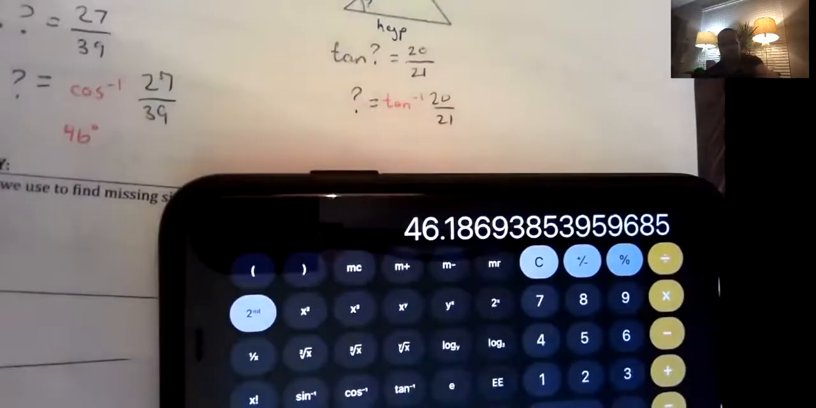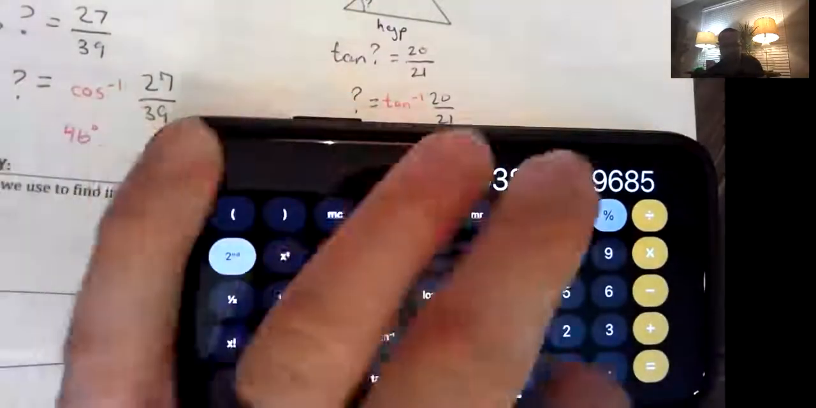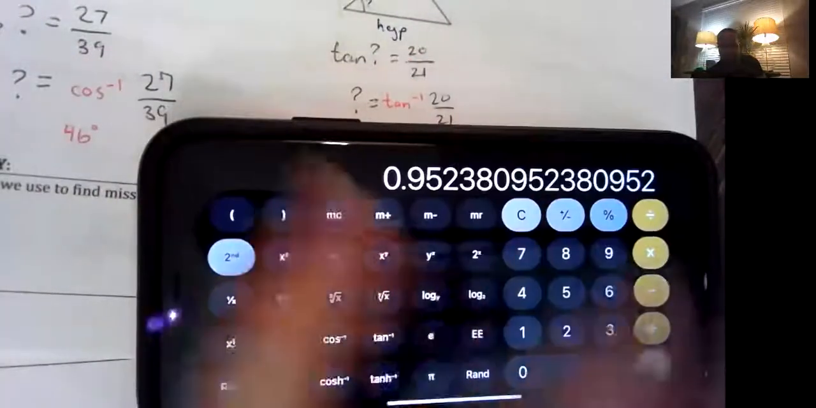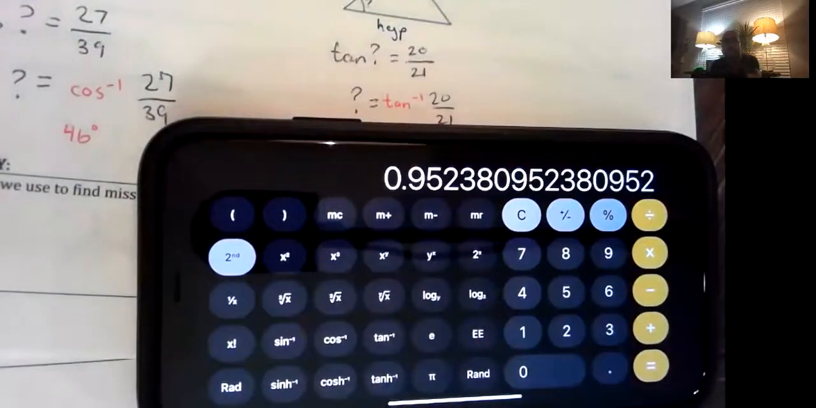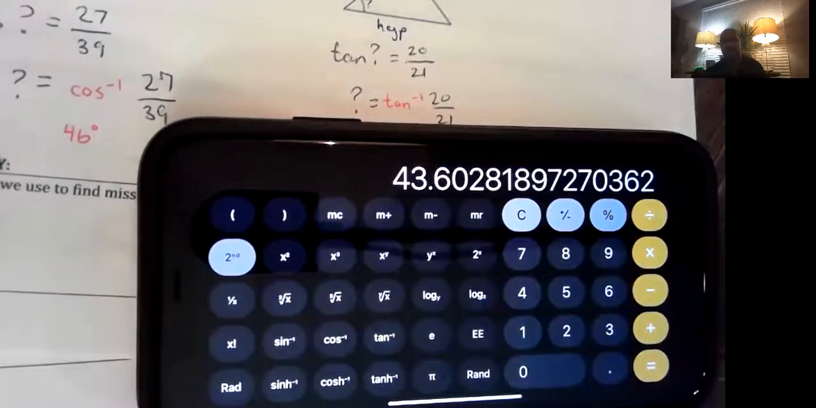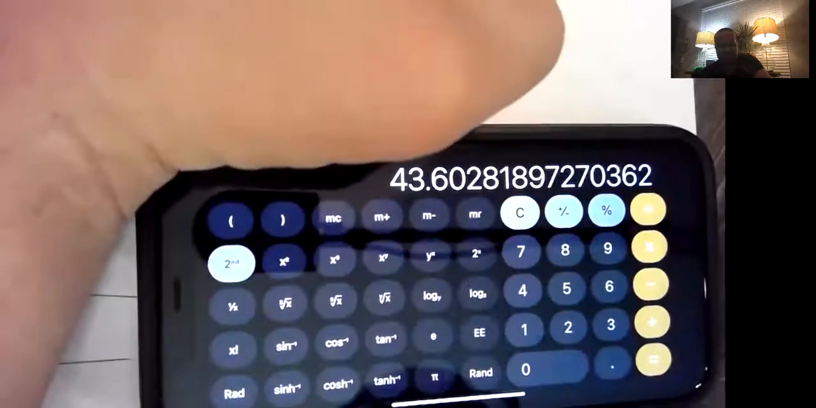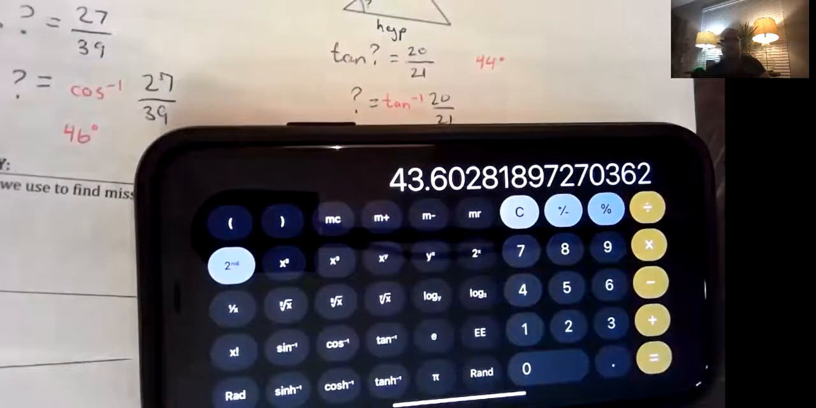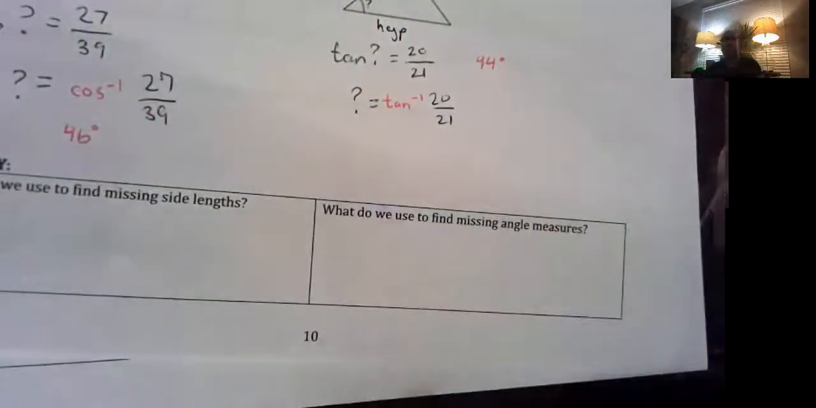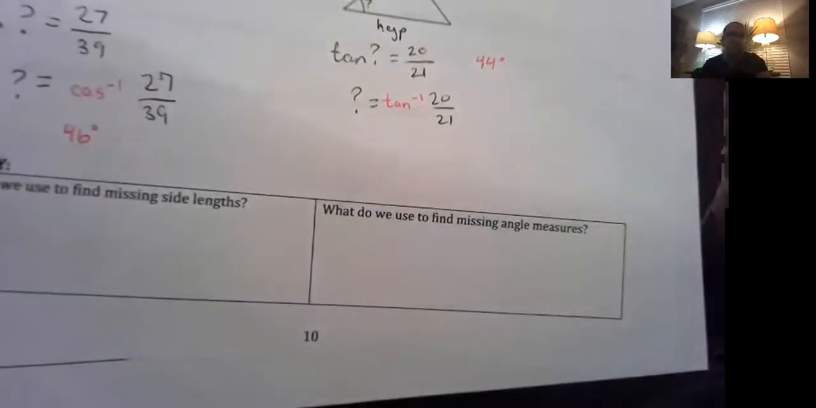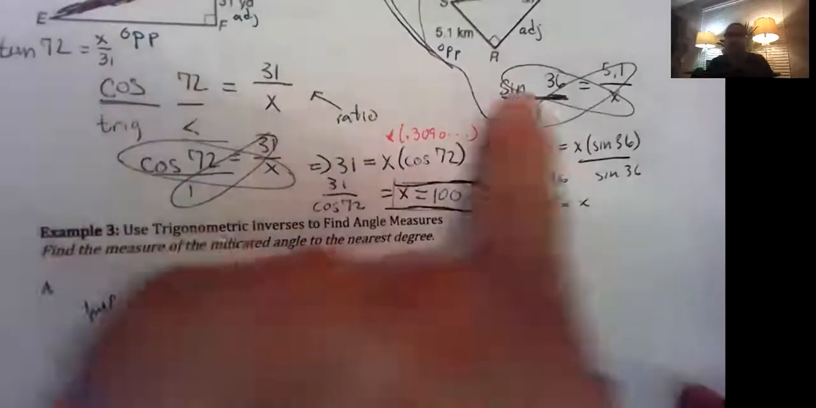So what do I have here? I have a 20 divided by 21 right there. And now I just need to take the tan to the -1. That's 43.6, so that would just be 44 degrees. All right. So here's what I really want you to focus on. There might be some problems on today's assignment in which you need to find both the side lengths and an angle measure. Don't forget all the tools you have.